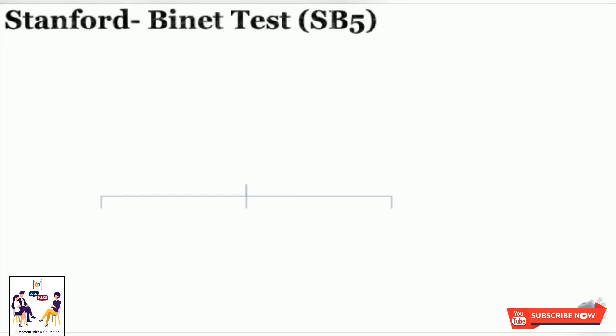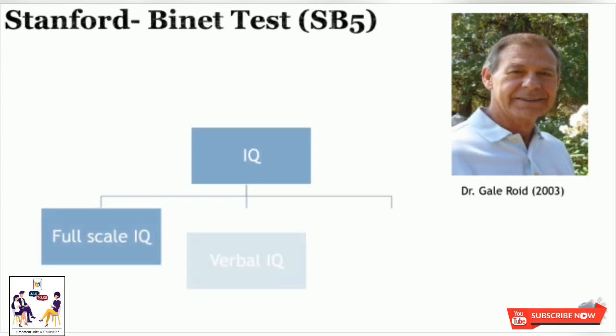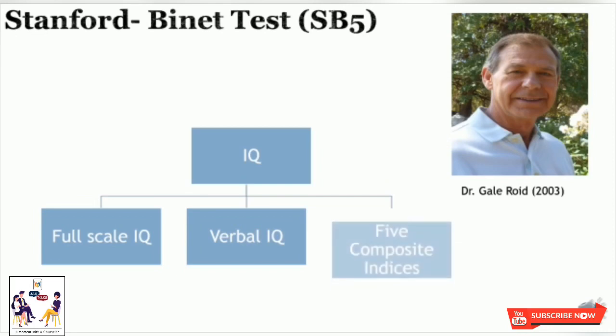Then next, we will move on to the latest version of the Stanford Binet test, SB5. The Stanford Binet test 5, that is SB5, was introduced in the year 2003 by Dr. Gale Roid. The test was reviewed for gender, ethnic, cultural, regional and socio-economic biases. It also produces 3 IQs: the first one is full scale IQ, a verbal IQ and a nonverbal IQ.